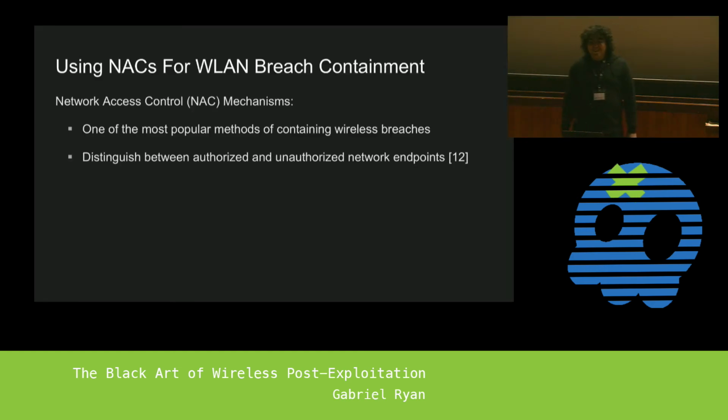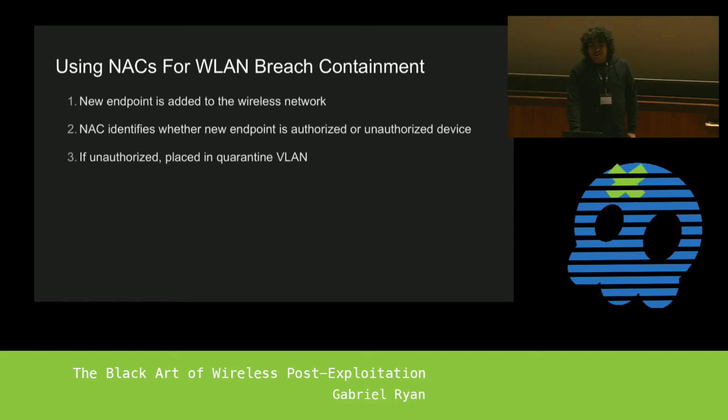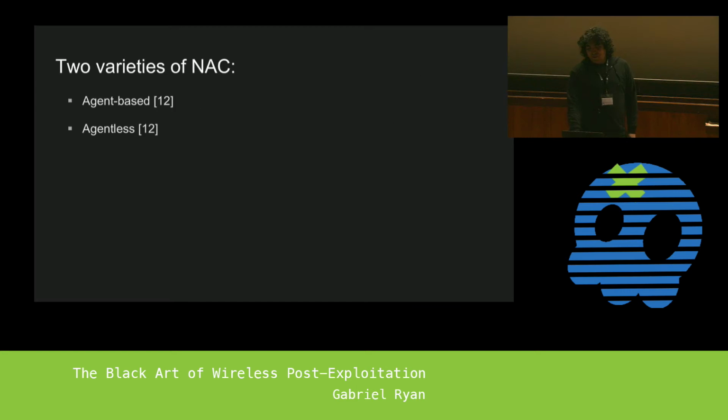Okay. So the most common way by far to approach this problem of breach containment is to use a NAC. A NAC, if you're not aware, is a network access control device. The idea is that it's supposed to be able to distinguish between authorized and unauthorized endpoints on the network. So essentially, you add a new device to the wireless network, and this NAC device is going to identify whether you're authorized to be there or not. If you're not authorized, it's going to place it in quarantine, like a quarantine VLAN, or possibly just block the port entirely. And by doing that, you're able to compensate for the perimeter weaknesses, because even if they get on the network, they're not going to be able to get very far.